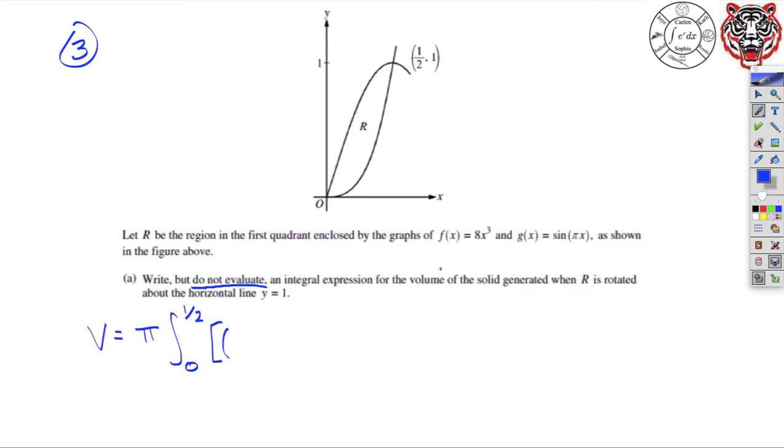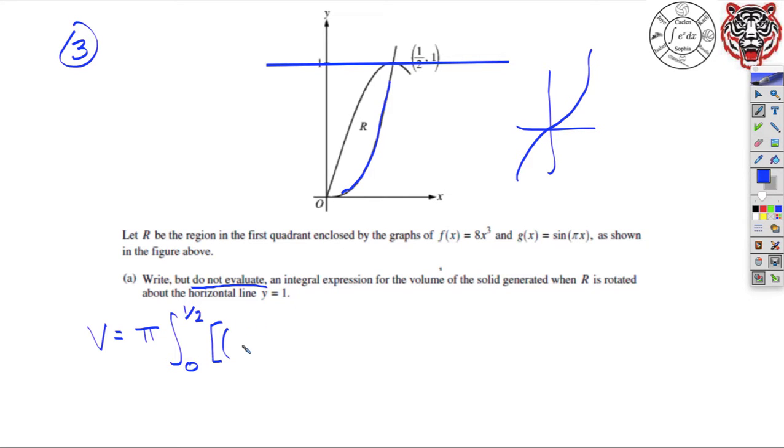To know where this is, I need to have my line y equals 1. Y equals 1 looks like that. So I'm rotating around this line, which means my outside function will be this line right here. I know that this other line is sine because sine comes up and then curves down like this. So that means that this one must be 8x cubed. And that makes sense because anything with x cubed looks like this.